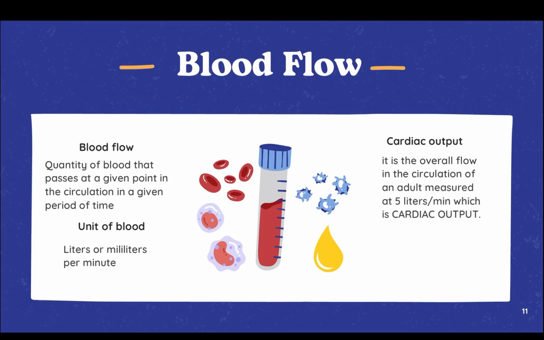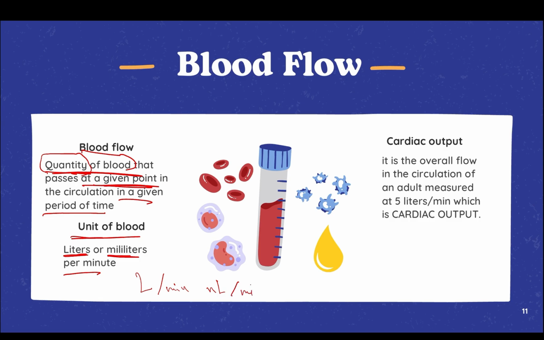Now, blood flow. What is blood flow? I've been saying blood flow throughout the beginning of the session. But blood flow is basically a quantity of blood at any given point in the circulation in a given amount of time. So you can just think of blood flow as quantity of blood. What is it measured in? It's measured in liters or milliliters per minute. One of these two. These are the units.